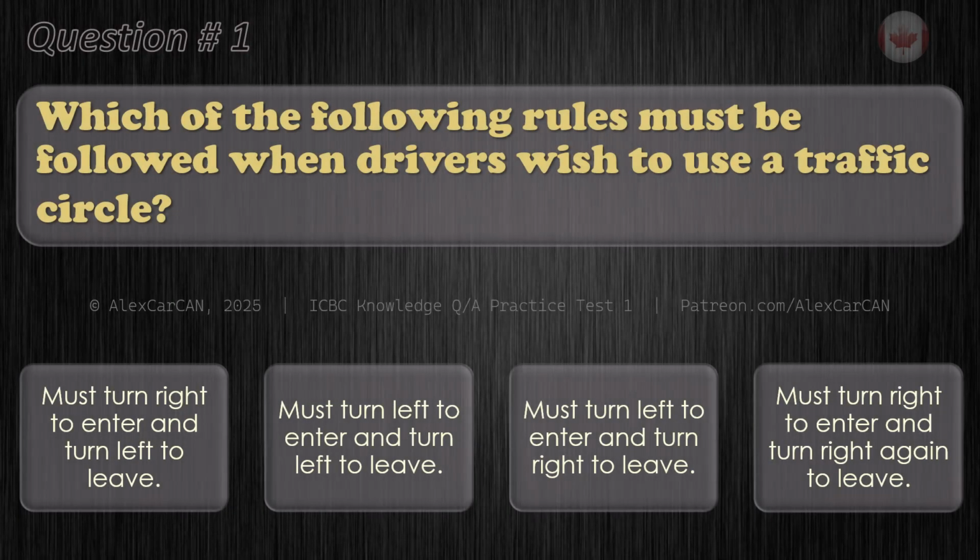Question number 1. Which of the following rules must be followed when drivers wish to use a traffic circle? Must turn right to enter and turn left to leave. Must turn left to enter and turn left to leave. Must turn left to enter and turn right to leave. Must turn right to enter and turn right again to leave. The correct answer is must turn right to enter and turn right again to leave.